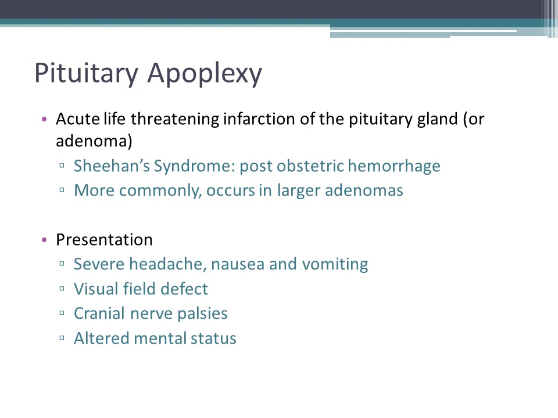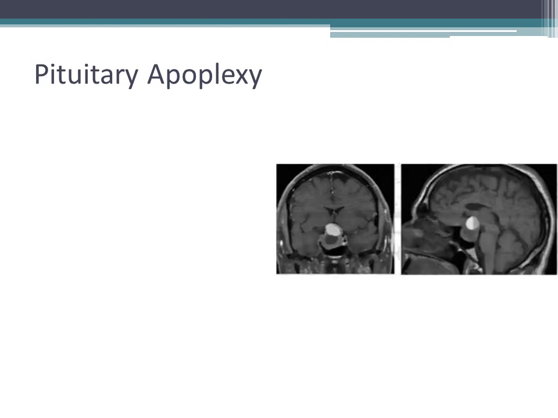So how do these people present? Severe headache, nausea and vomiting. And the severity of headache is not something to be taken lightly. It's really, really severe type of headache. Visual field defect can also be seen with cranial nerve palsies and altered mental status.